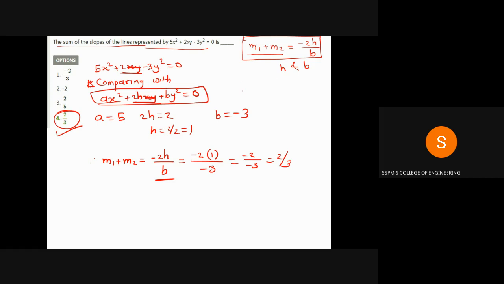We also have seen another formula, that is product of slopes. Product of slopes is given by m1 into m2 is equal to a by b. So you have to remember these two formulas. First is for sum and second is for product.